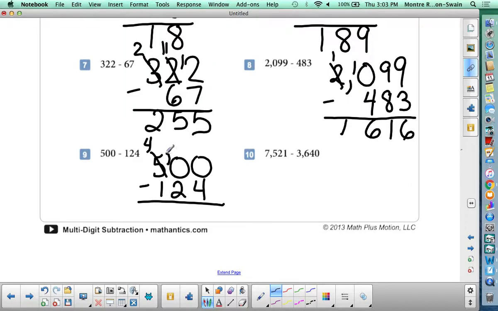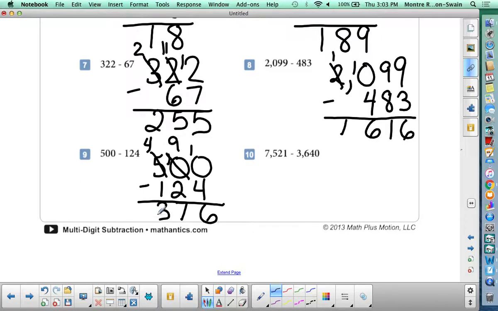Now we're going to cross out the 10. The 10 becomes a 9. And the 0 in the ones place becomes a 10. Now I can subtract. We have 10 minus 4, which is 6. 9 minus 2 is 7. 4 minus 1 is 3.